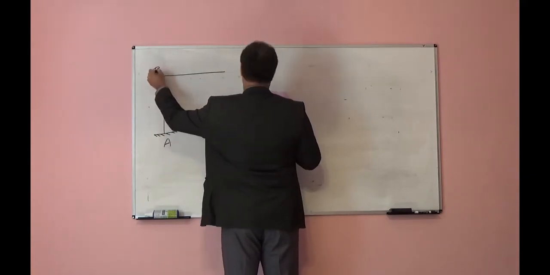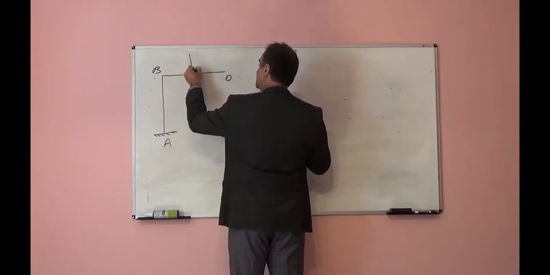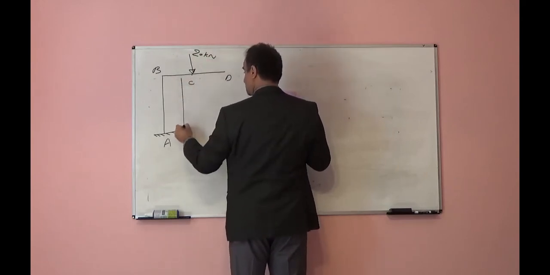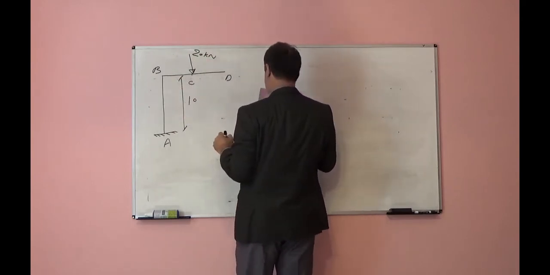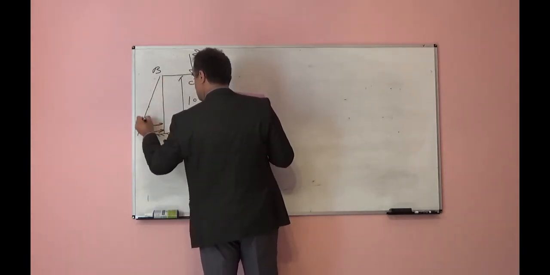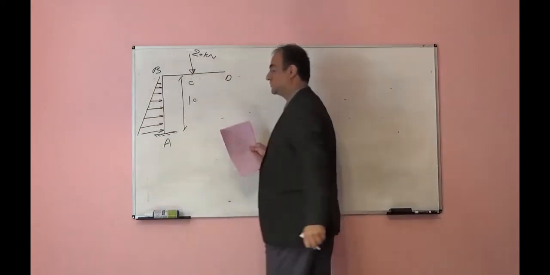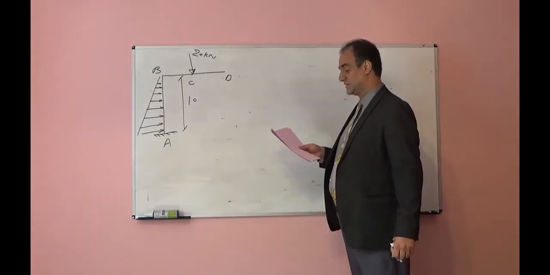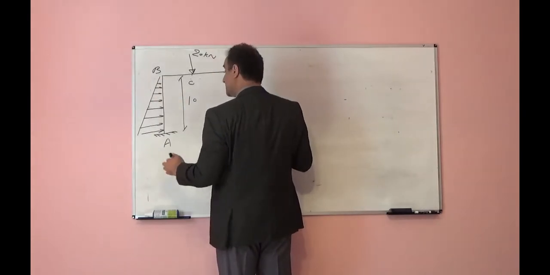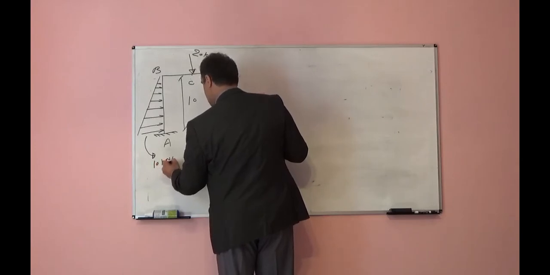A, B, C, D, 20 kilonewton, 10 here. We have a distributed load, but it is not uniform. The variation is linear, a triangle-shaped distributed load. The maximum one is 10 kilonewton per meter.